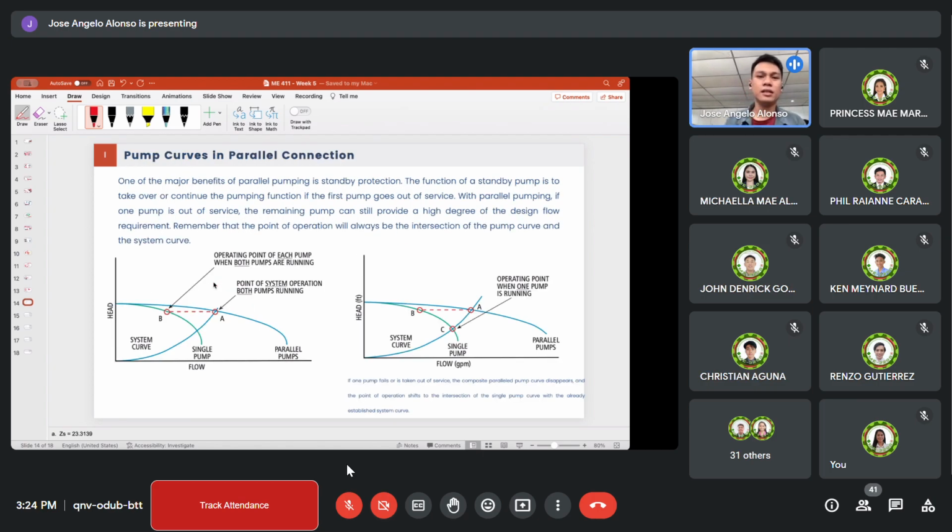So, this is the condition naman or scenario na what if mag-fail yung isa nating pump in series connection or in parallel connection. What will be the new operating condition? So, one of the major benefits of the parallel pumping is a standby operation. The function of standby pump is to take over or continue the pumping functions if the first pump goes out of service. With parallel pumping, if one pump is out of service, the remaining pump can still provide a high degree of the design flow requirement. Remember that the point of operation will always be the intersection of pump curve and the system curve.